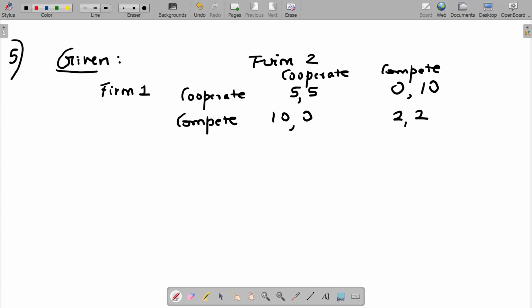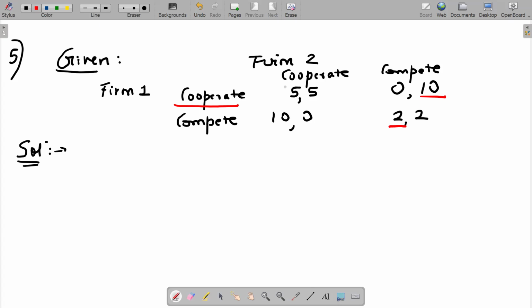Let's figure out the Nash equilibrium. Remember from my lectures in intermediate microeconomics how we figure out the Nash equilibrium. Very simple. We see what is the best response of each firm to the other firm. So let's start with firm 1. If firm 1 cooperates, firm 2 will compete. Now let us see what happens if firm 2 competes. If firm 2 competes, firm 1 will want to compete because 2 is more than 0.